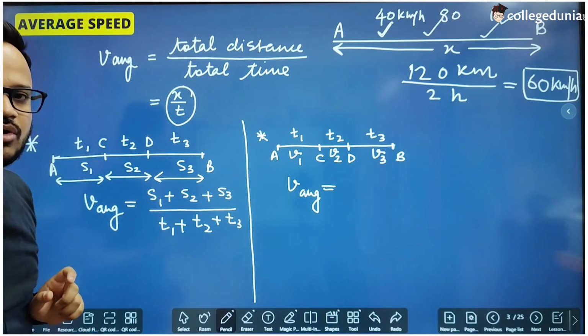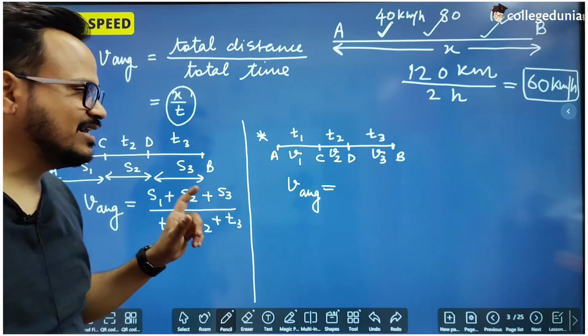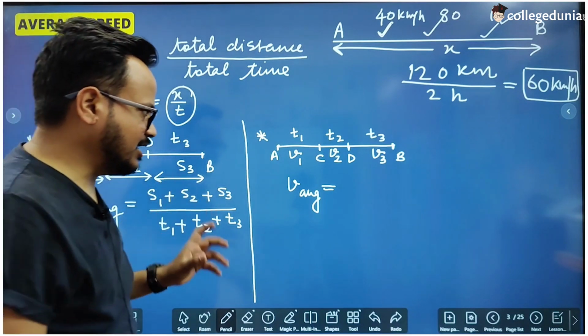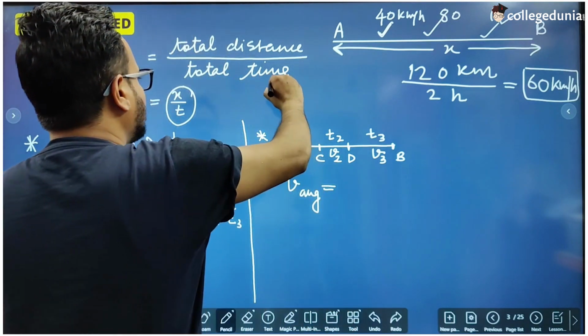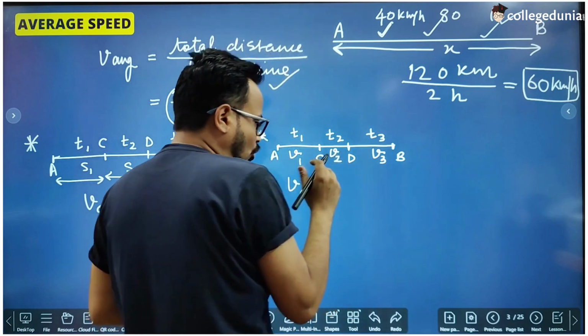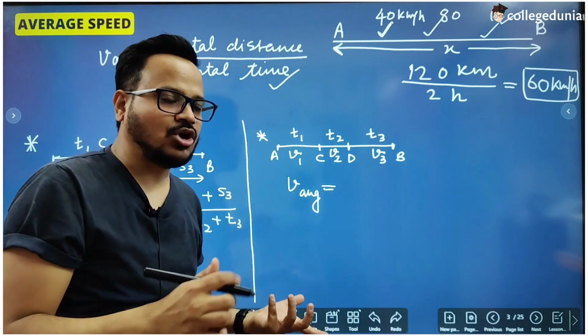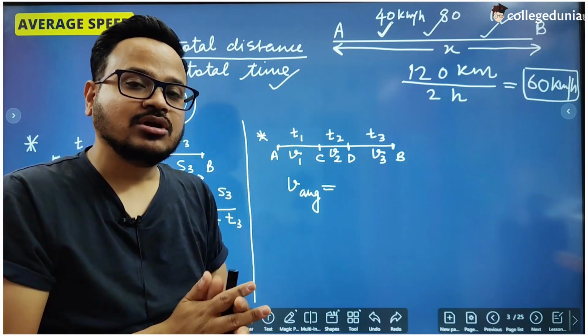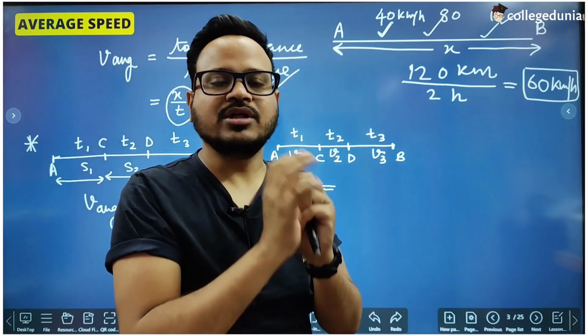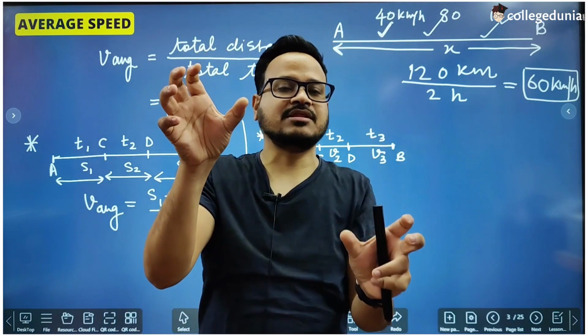If the answer is no, then you are not going to get the correct answer. The correct answer will come only using this formula. So the total distance is what? Total distance is not given. So we have to use the formula of speed, which is speed equals distance upon time.